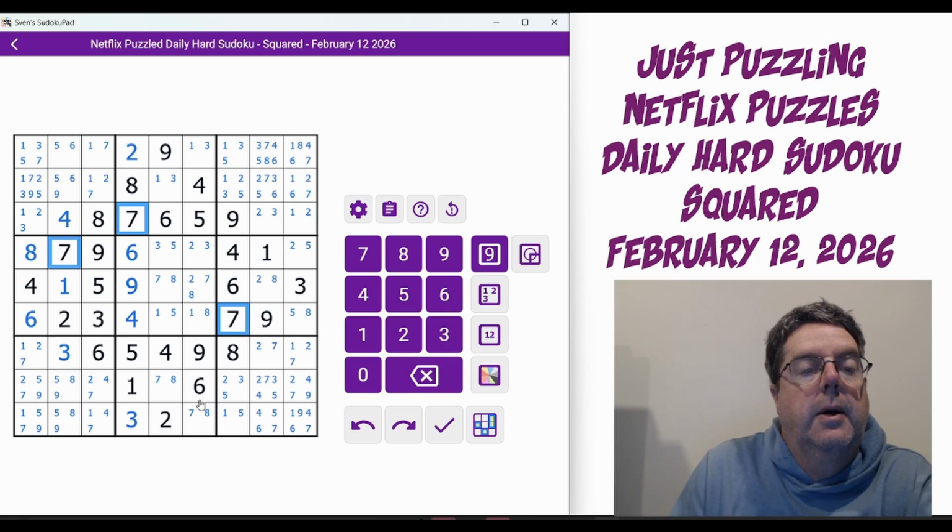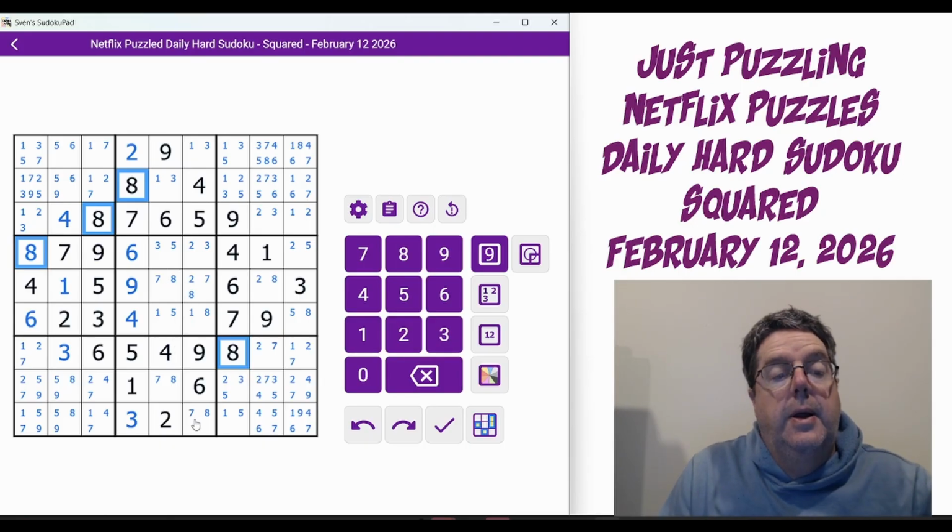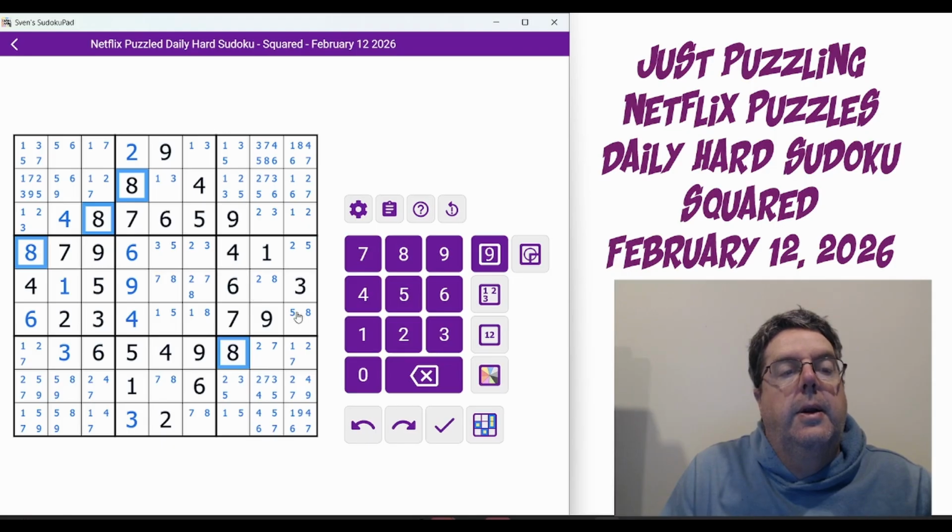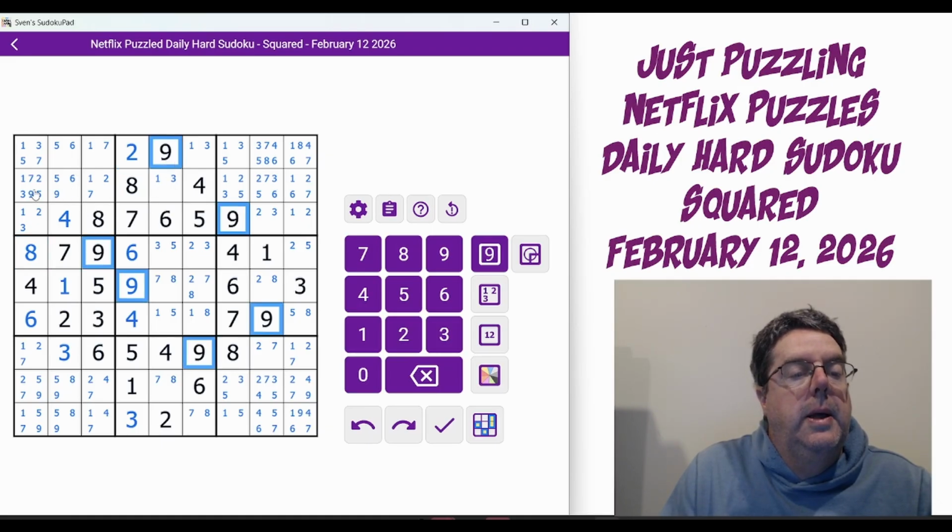7's there. Alright, 8. 8 can be in these spots. It can't be there because of that 7, 8 pair. 7, 8's there. 8 can be here and here. 8's there and there. 8's there, 8's there, and 8's at the top. Okay, and 9. So 9 can be here. 9's one of these 4. 9's one of these too.